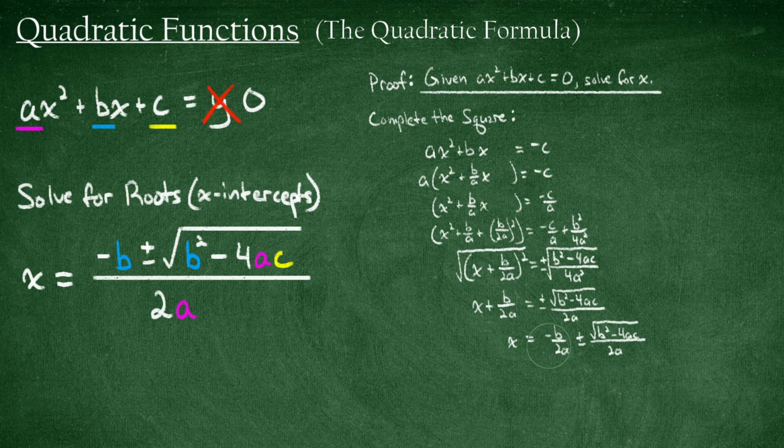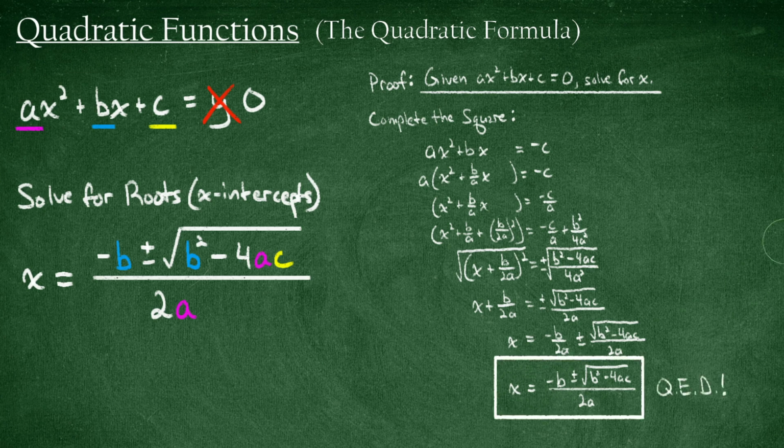So x is equal to negative b over 2a plus or minus the square root of b squared minus 4ac all over 2a. And notice that these have 2a in common as a denominator, so I can go ahead and combine the numerator terms, getting x is equal to our quadratic formula. There you go. A little bit tricky, but really wasn't too bad to complete the square.